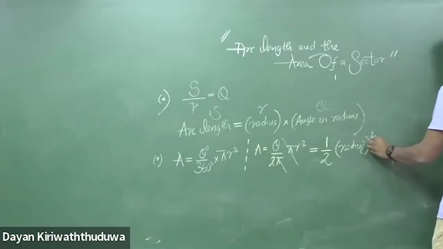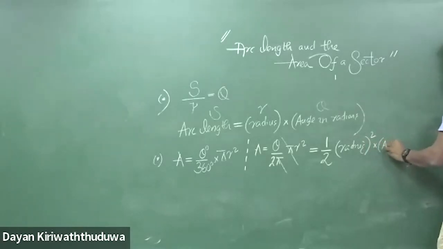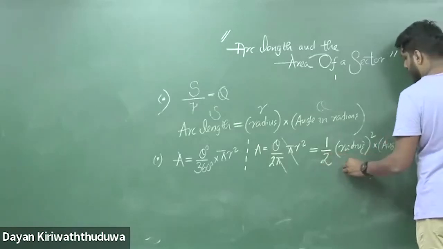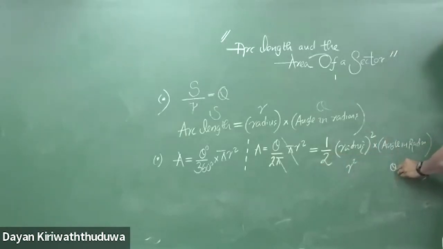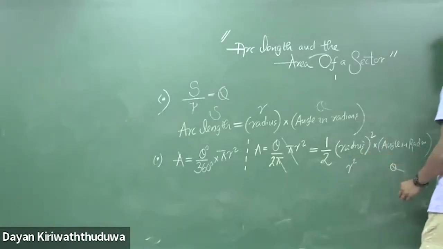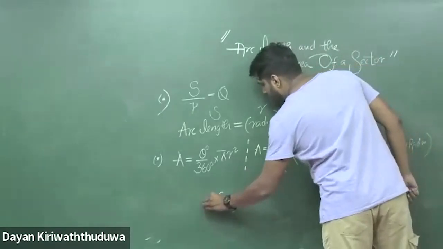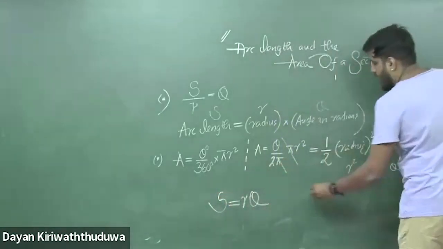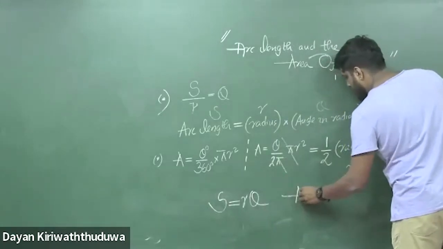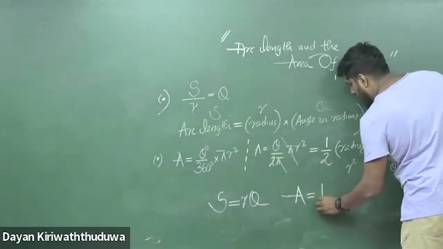multiplied by the angle in radians, and that's what we simply write. This is half r squared theta, isn't it? So this is all we need to learn here, right? Very simple, right? So we have S equals r theta, and we have A equals half r squared theta.